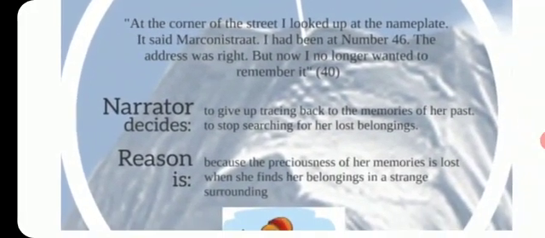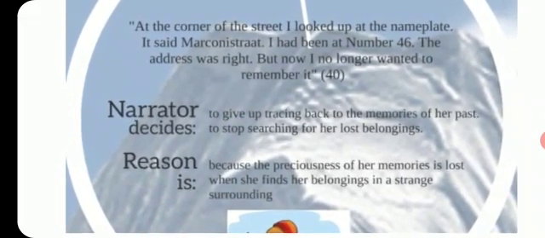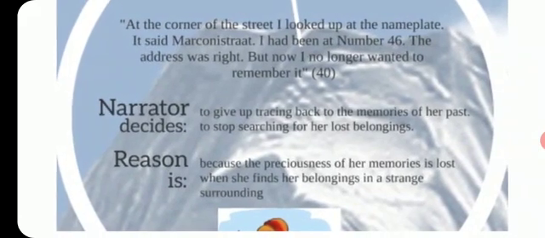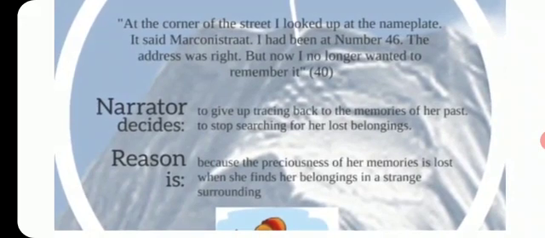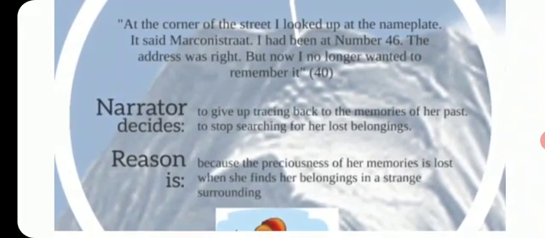So finally, we come to the climax of the story. There's this line that I have put up on the screen. This line comes from the text that we are going to read from tomorrow onwards. At the corner of the street, I looked up at the nameplate. It said Marconi Street. It is written "Strat" here; it's misspelled because I took this line from somewhere. I had been at number 46. The address was right, but now I no longer wanted to remember it.